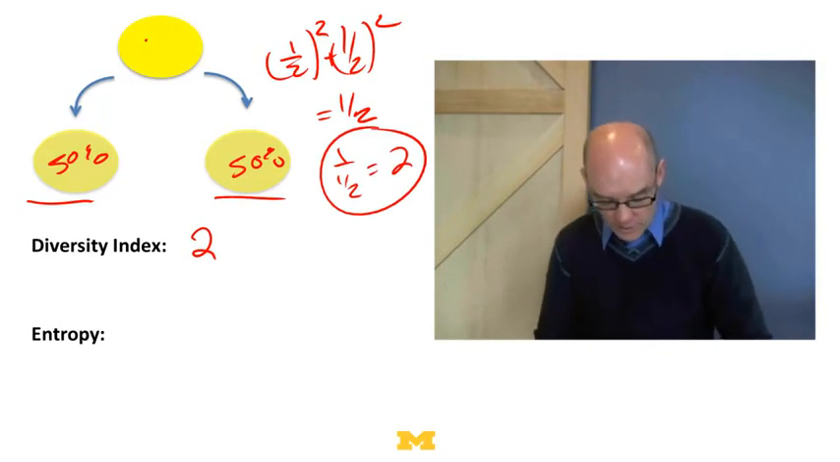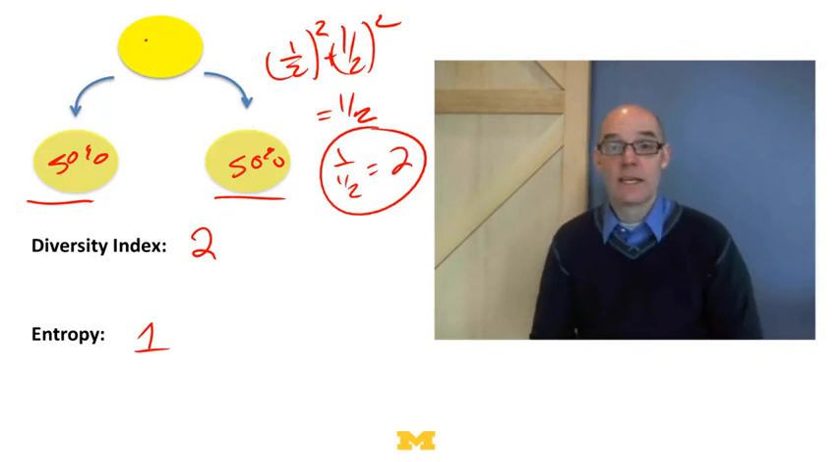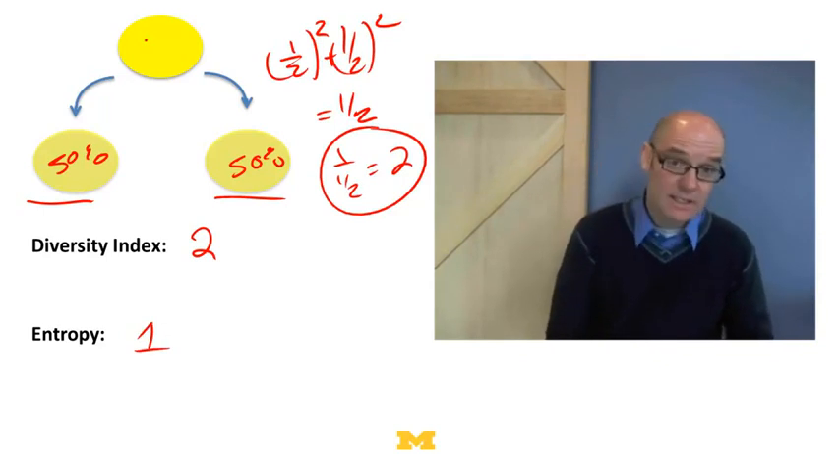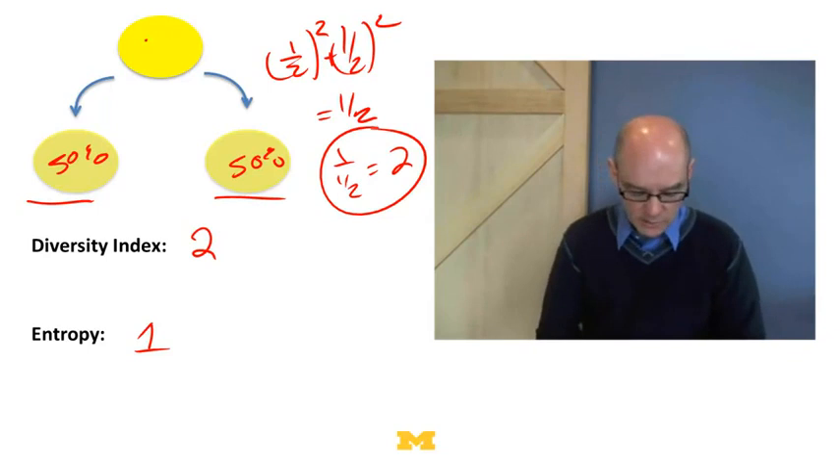Now, if you compute the entropy of this, we won't do it, you're going to get the answer 1. And so why? Because all you need is one piece of information. It would say, is it to the left or is it to the right? And that'd tell you where the ball is. So diversity index is 2, entropy is 1.